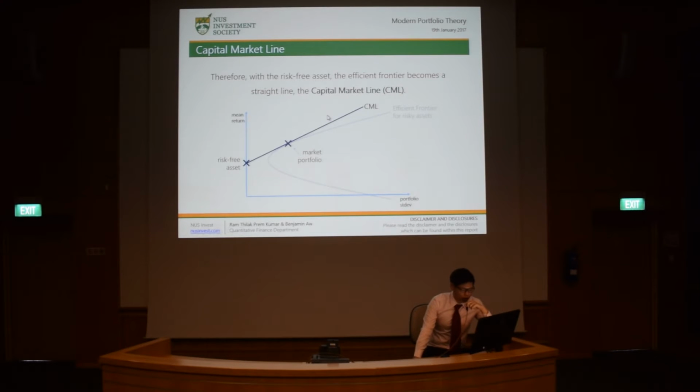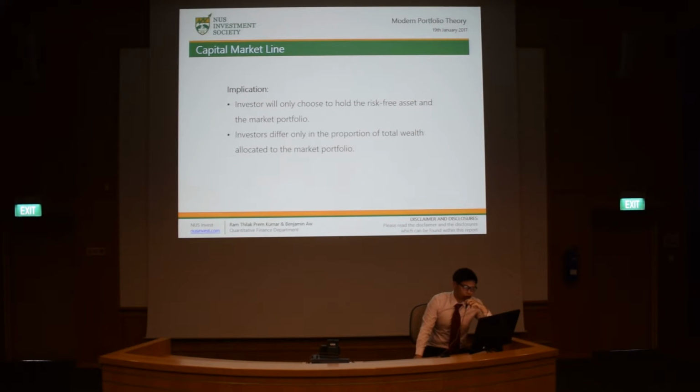So investors will only choose the risk-free asset and the market portfolio, because they will allocate how much they want to invest in each one. All your investors will only put a proportion in the risk-free asset and a certain proportion in the market portfolio. They can also put everything in the risk-free asset, or put everything in the market portfolio, as you'll see in the next slide.